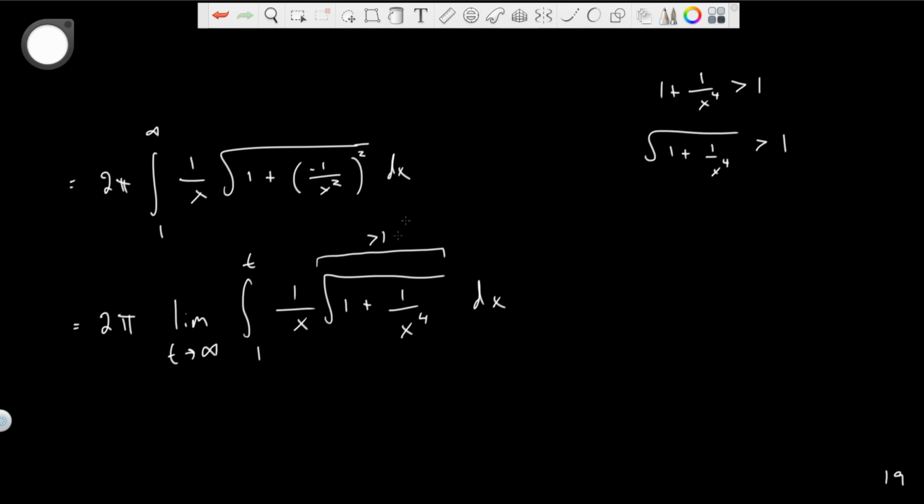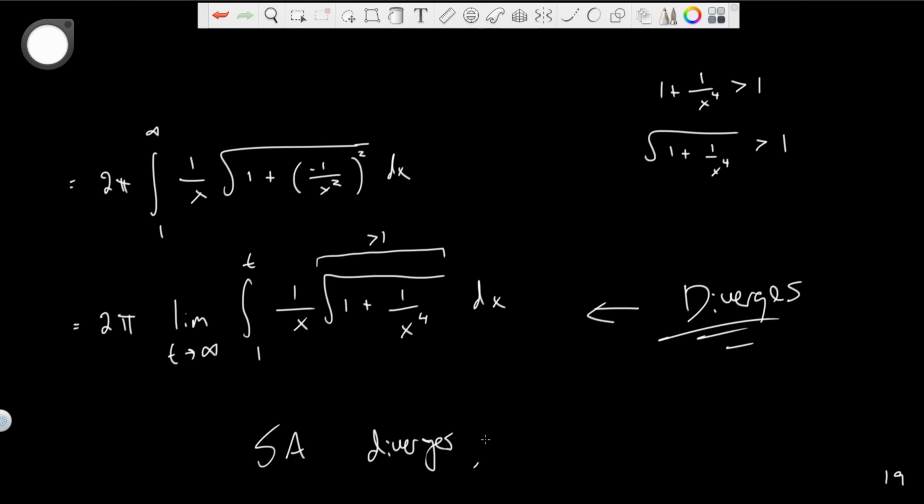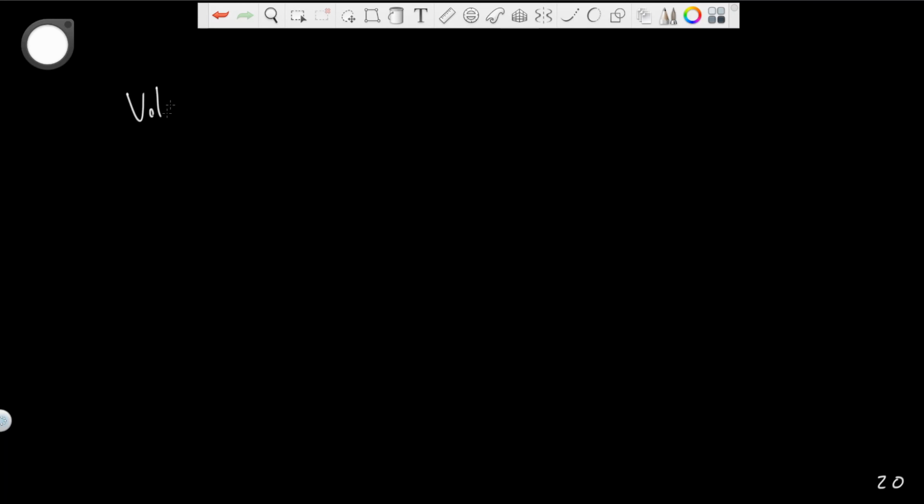So if I take something that's larger than 1 and multiply by 1 over x, then that is going to absolutely diverge. I'm not even going to evaluate this thing. This thing totally diverges. Sometimes it's enough to just determine that it diverges. We have dealt with 1 over x now, so let's not worry about it. The surface area diverges. Gabriel's horn has infinite surface area. Right, the next thing I want you to do is find the volume of Gabriel's horn.